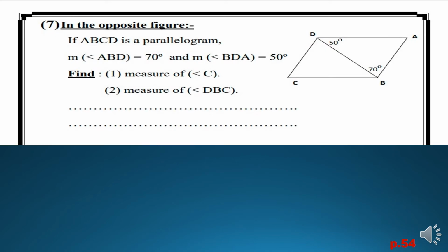Booklet page 54. Number 7. In the opposite figure, if ABCD is a parallelogram, measure angle ABD equals 70 degrees and measure angle BDA equals 50 degrees, I want measure angle C and measure angle DBC.